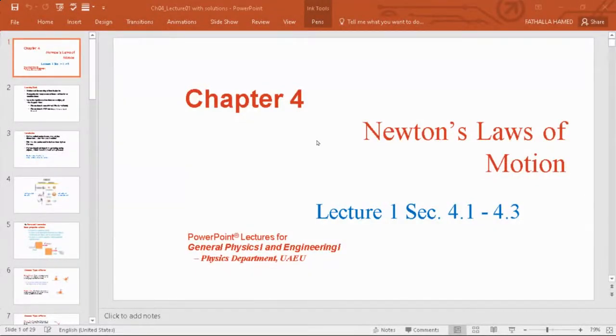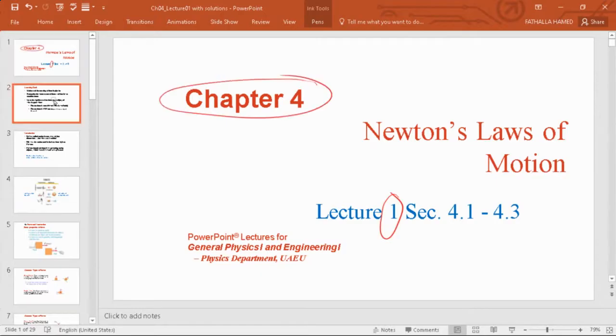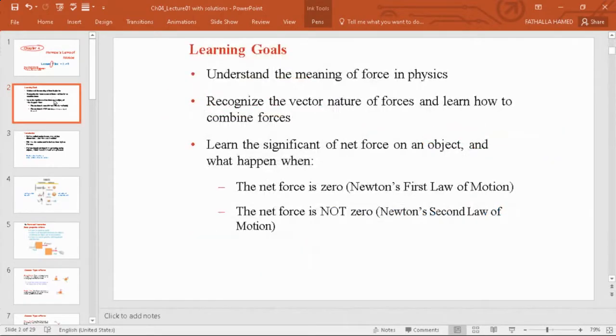All right, today we're going to look at the first lecture of chapter number 4, and the learning goals for today. The first one is understand the meaning of a force in physics. The second, recognize the vector nature of forces and learn how to combine forces.